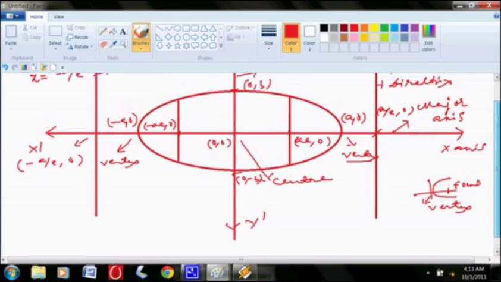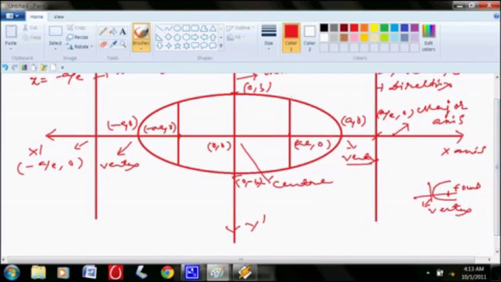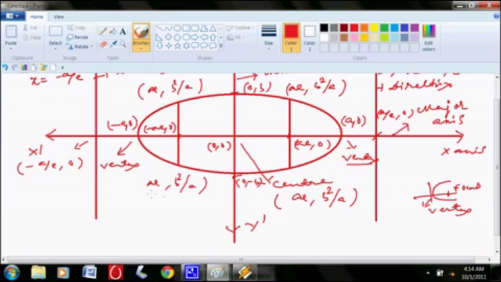Now the endpoints of the latus rectum. This is ae, so this point has to be ae, b square by a. ae, b square by a. Plus plus, minus plus, minus minus, plus minus.